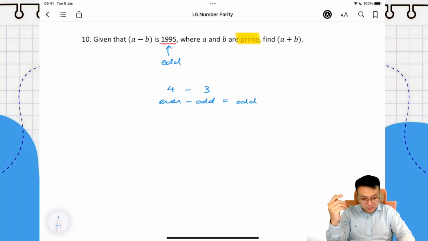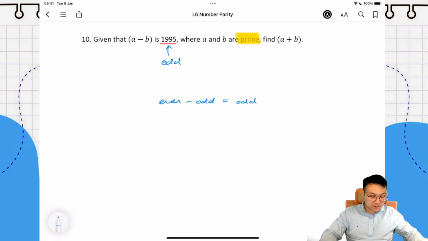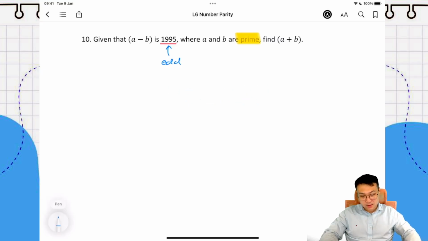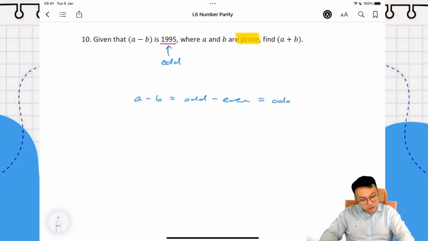Very good. But they said A and B are prime numbers, right? What is the only prime number that you know which is even? 2. 2 minus something equals to 1995. Possible or impossible? Impossible. Okay, so this is out of the question. So do you think it should be odd minus even instead? Yeah. Very good. So we can say A minus B equals odd minus even, which equals odd.